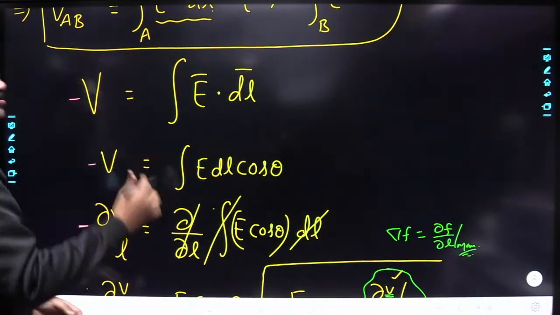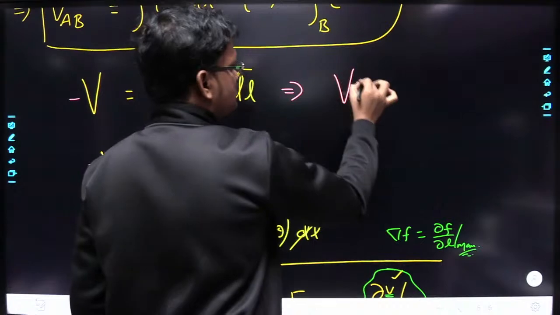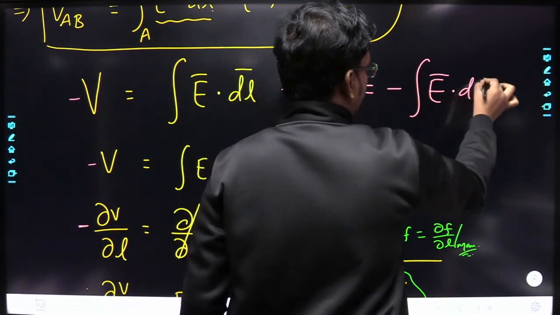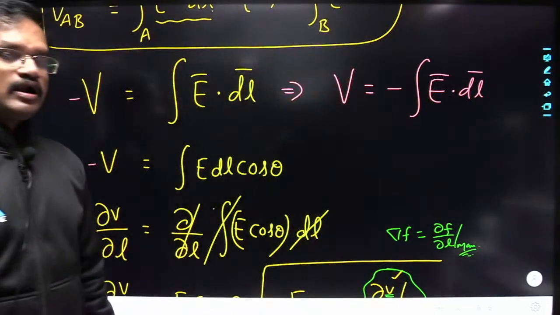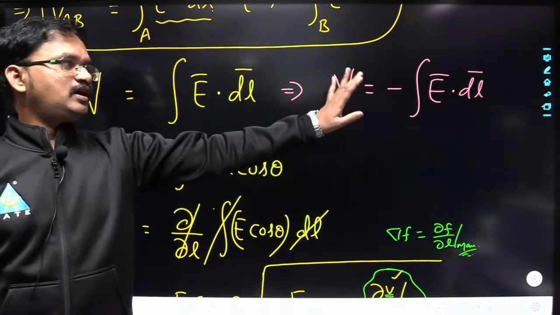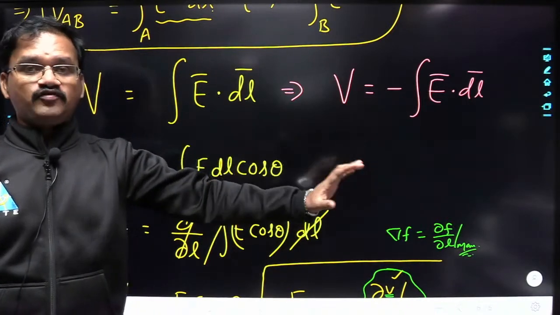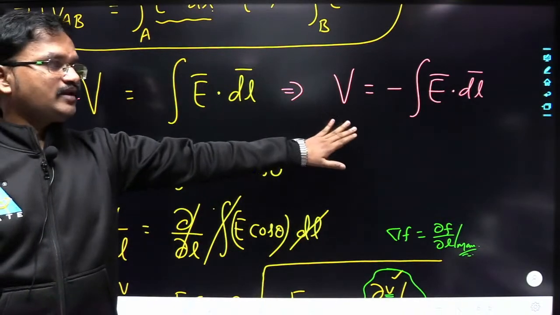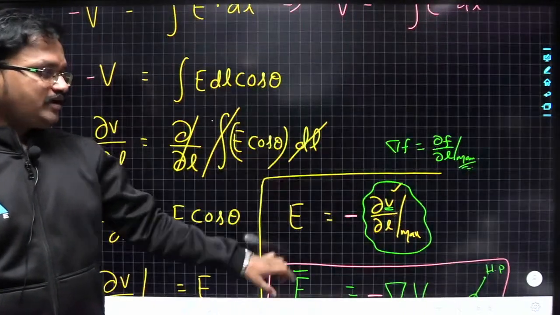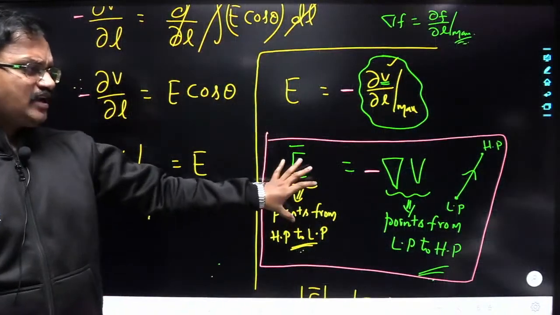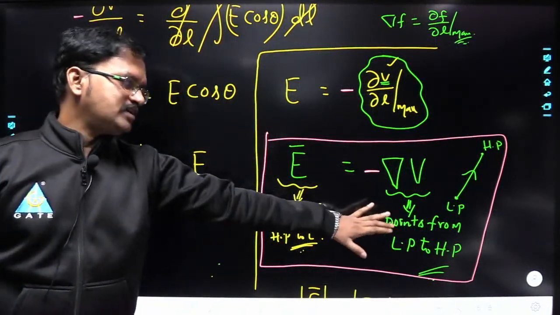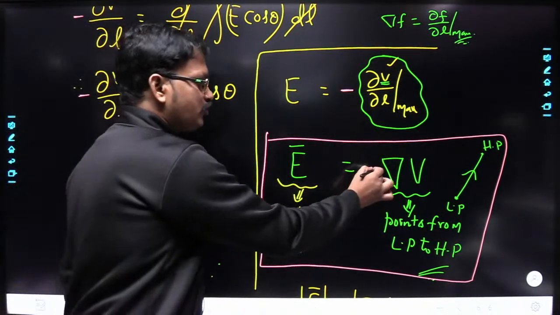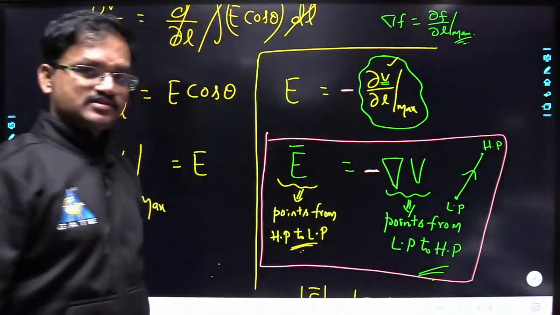So if you send this minus sign to this side, I can write V is equal to minus integral of E bar dot dl bar. So whenever you are writing the relation between potential and electric field without taking the limits, you have to write it in this manner. Why here? Because finally we are landing up with this expression, and it is valid if and only if you put the minus sign here. Understood?